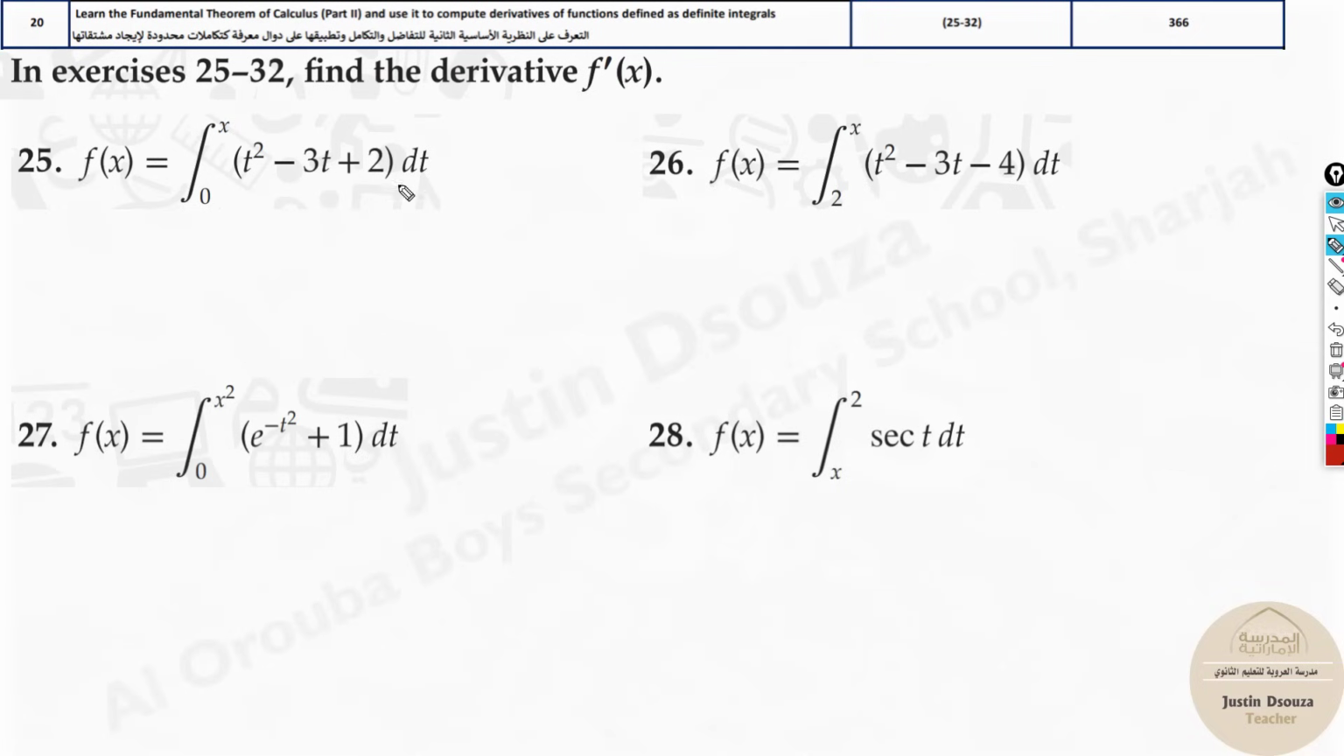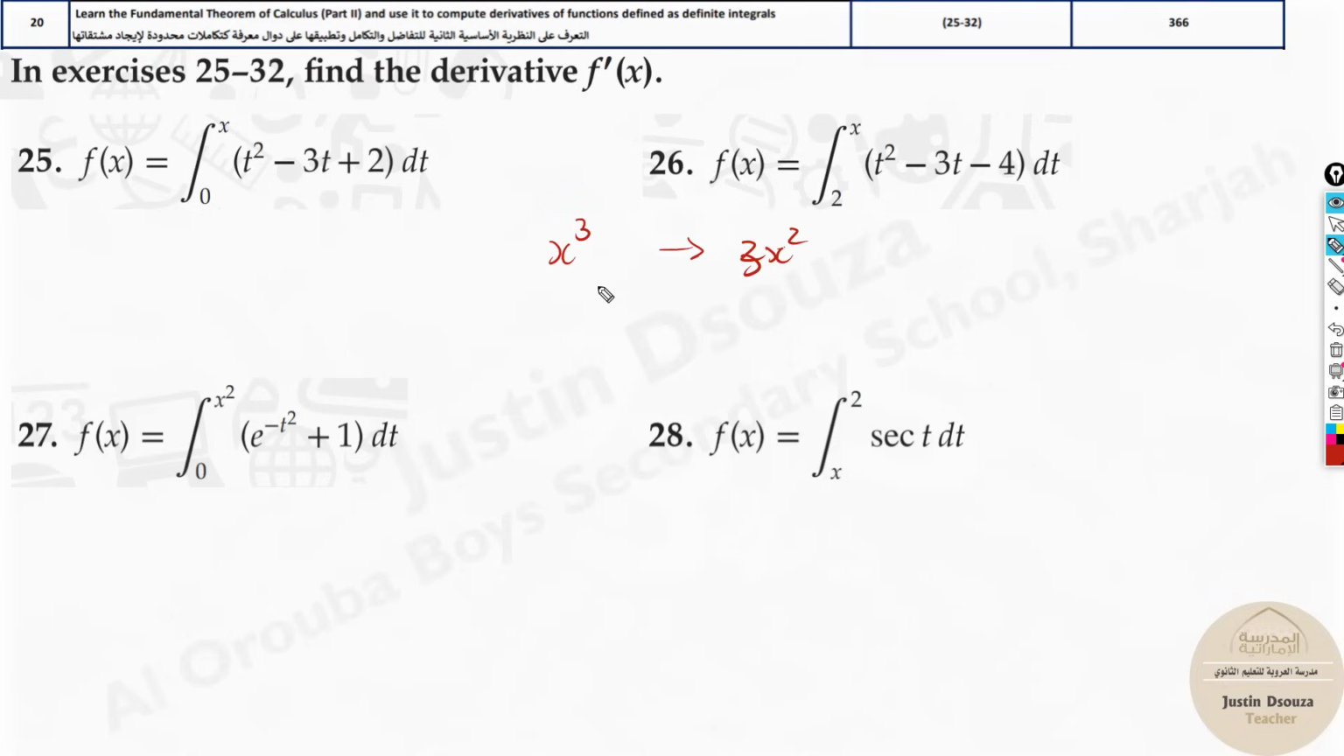When you have a definite integral like this, and this is the given equation, and you have been told to find the derivative, f dash of x, you just have to substitute the upper limit. That's it. If you're wondering why exactly, say you derive something. Let me derive x cubed. The answer is 3x squared.